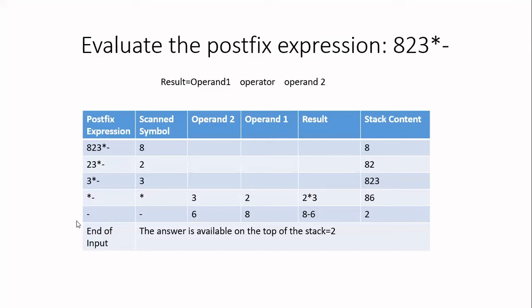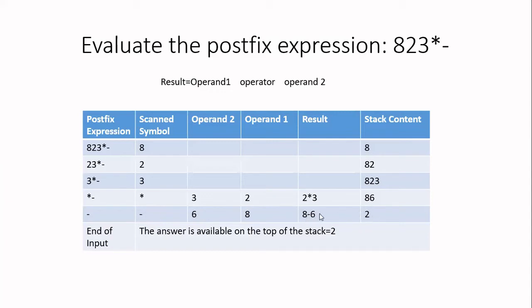Next, I have the next operator, that is minus. Again, minus is a binary operator. So I have to pop 2 operands now. The first operand I'll be popping is 6. In the previous step, I have 8 and 6. I'll be popping first 6, that is operand 2. Next, I am going to pop 8, that is operand 1. Then I have to find the result. Result is nothing but operand 1, 8, minus, that is the symbol you have scanned, then operand 2, that is 6. So 8 minus 6 is now 2.